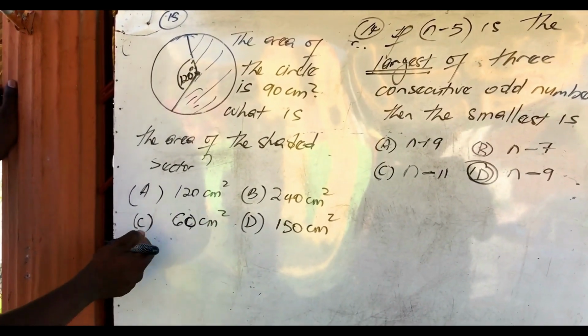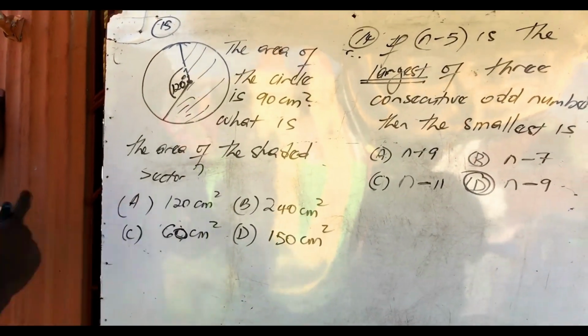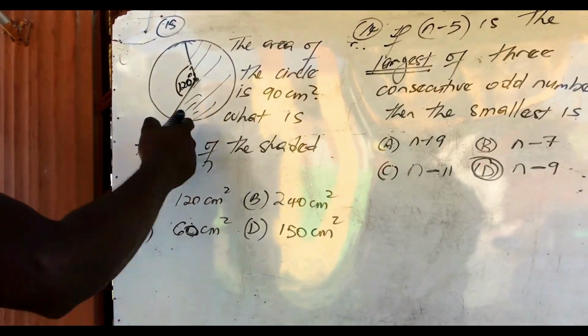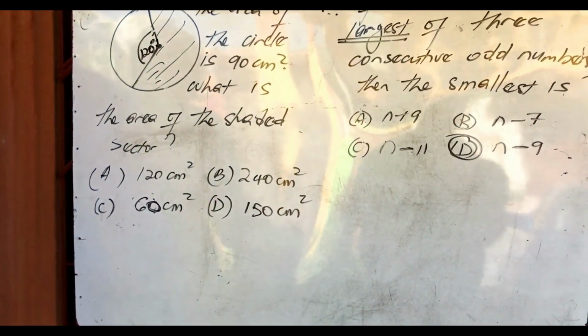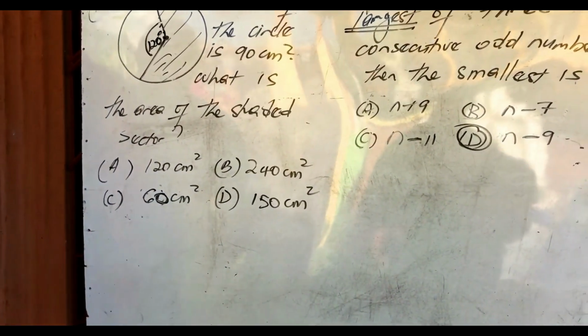So in other words, there are certain things where you didn't have to work it out. But what if you have to work it out? Let us prove that our answer is 60 square centimeters.